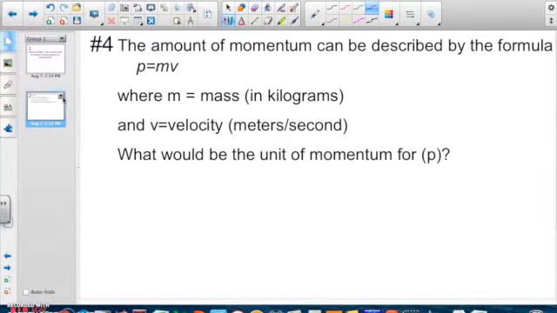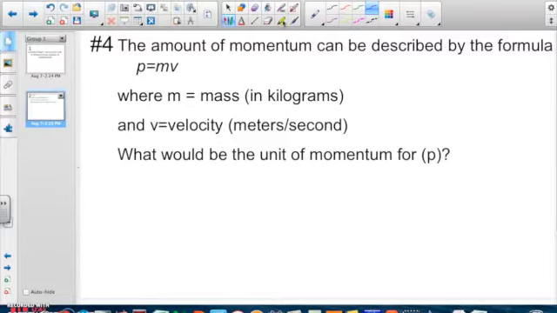We're going to be looking at problem number 4 from the application 1-3. In this problem, we're told that the amount of momentum can be described by the formula P equals mv, where m equals mass in kilograms and v equals velocity in meters per second. We want to know what would be the unit of momentum for P.